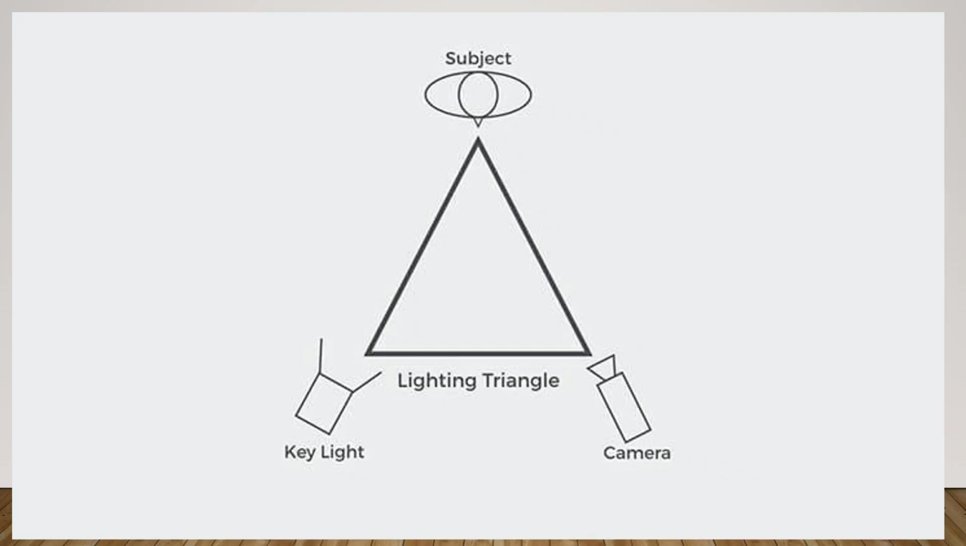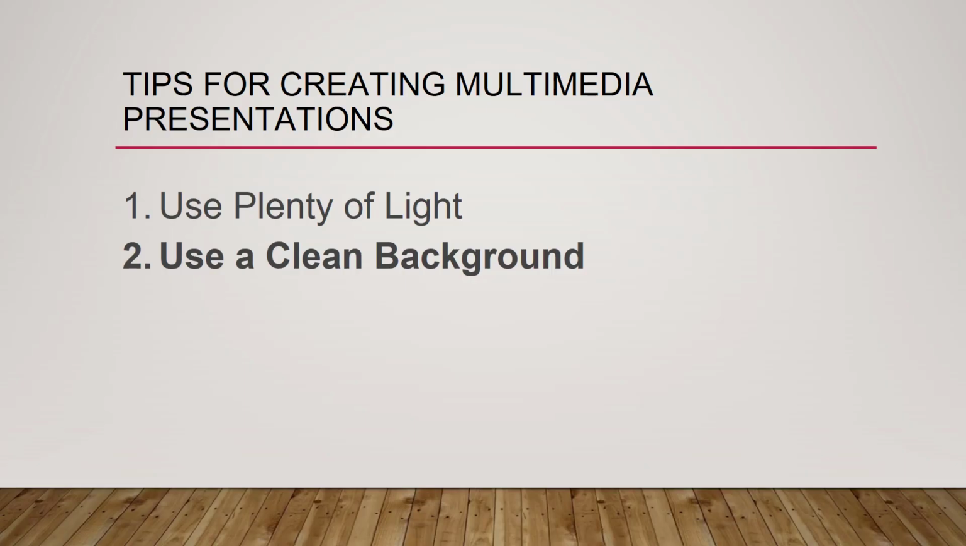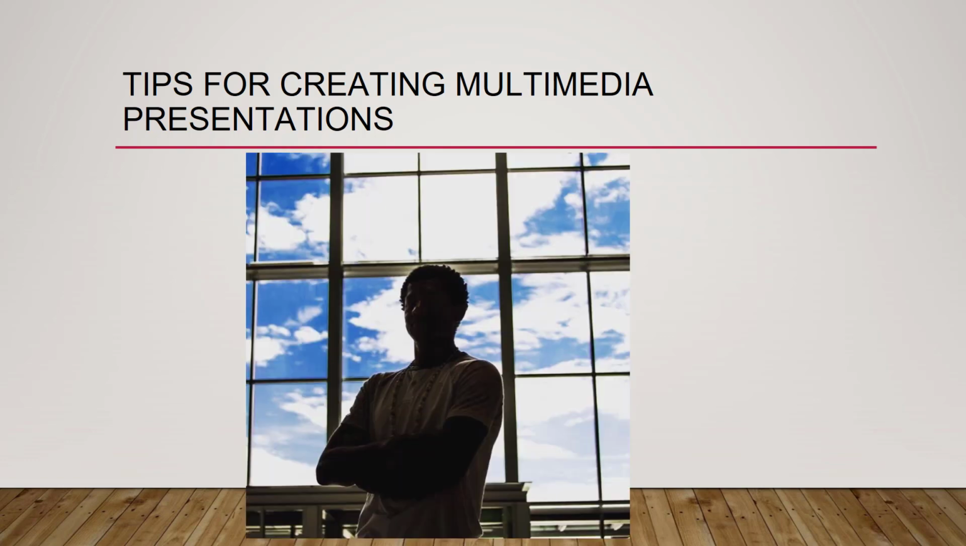If you're looking for more shadow, put the key light at one side of the triangle and your camera at the other. Use a clean background. Avoid messy or distracting backgrounds. Use a solid color background when possible. Make sure the subject is a few feet in front to avoid shadows. Do not shoot in front of a window or a mirror that will reflect the camera.